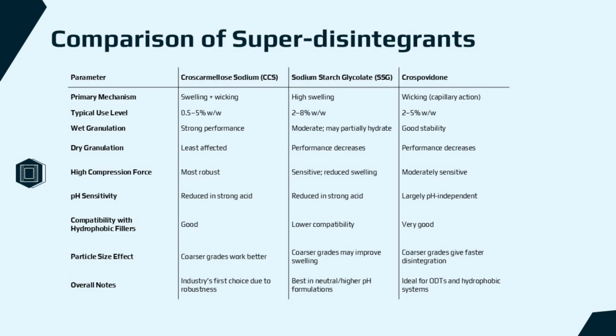Crospovidone works mainly through wicking, maintains good stability across processes, and is highly compatible with hydrophobic fillers. Overall, CCS is generally the most versatile. SSG excels in neutral or higher pH environments, and Crospovidone is ideal for ODTs and poorly wettable formulations.